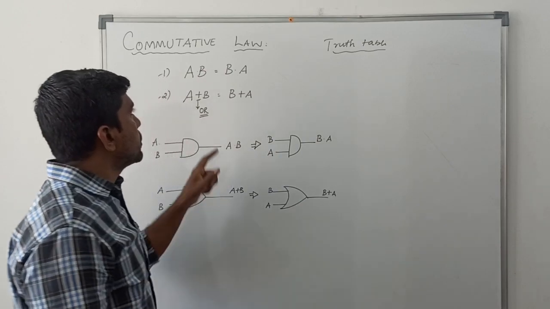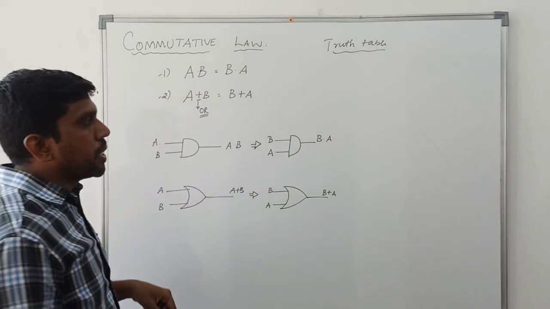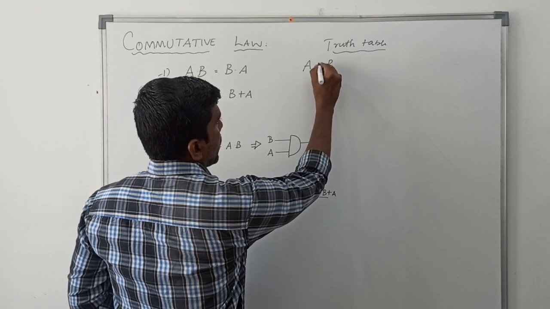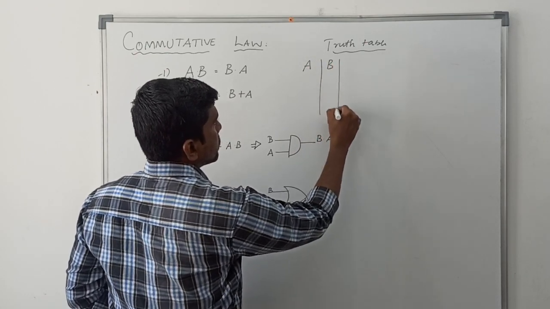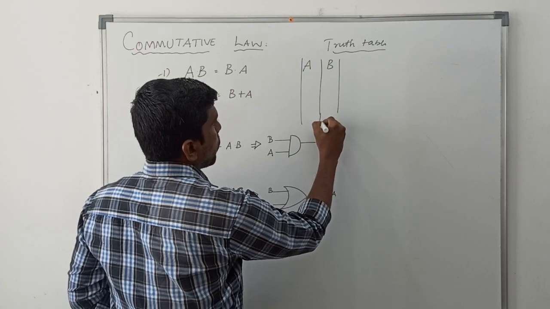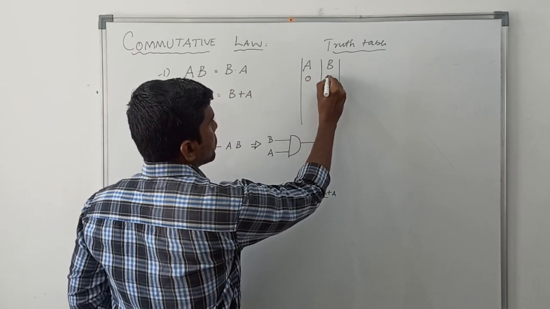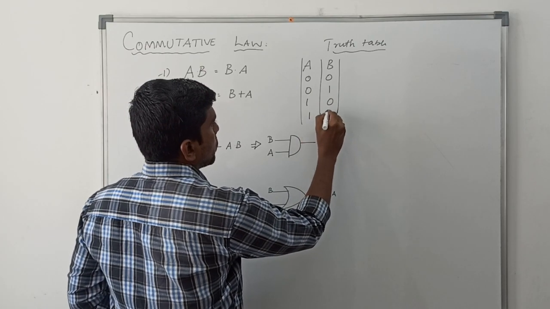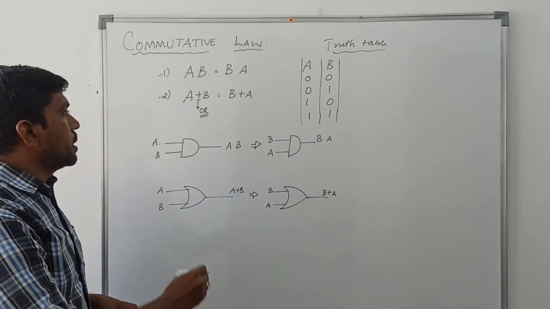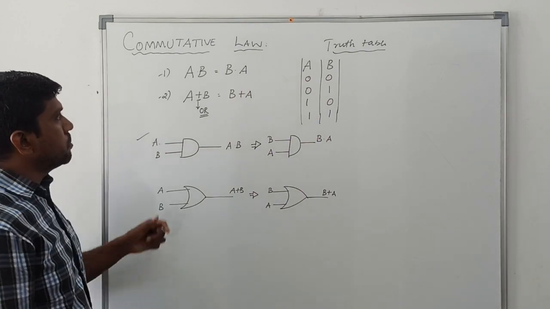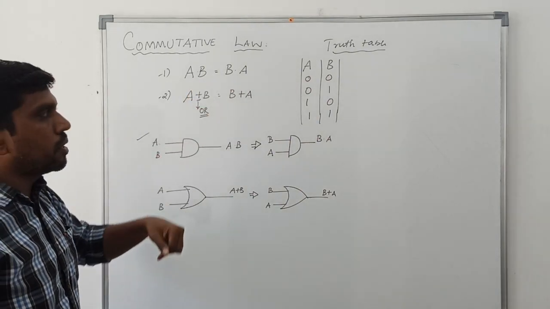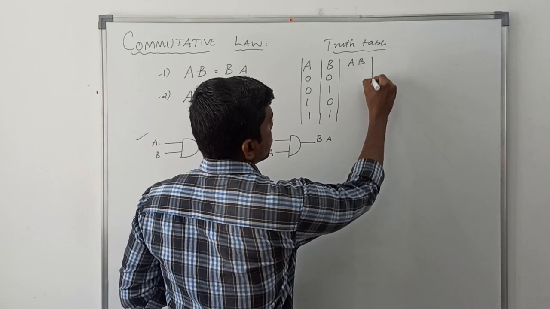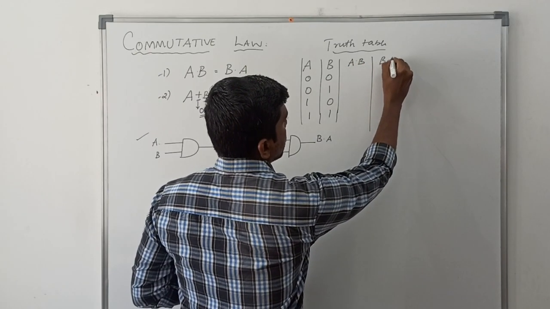Here there are 2 input variables, A and B, and these 2 variables make 4 combinations of input: 0 0, 0 1, 1 0, 1 1. First I take this diagram, A dot B and B dot A. So A dot B, then B dot A.